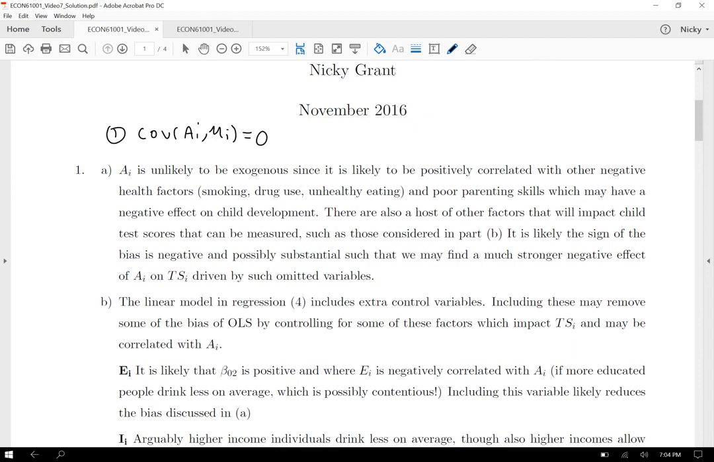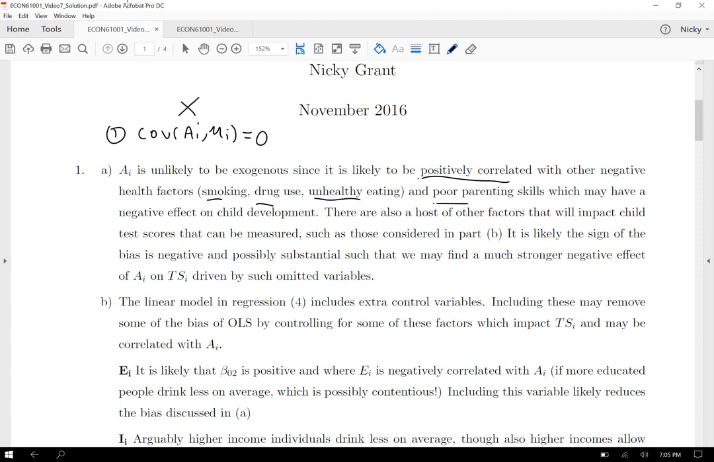So it's unlikely to be exogenous because, if a mother drinks during pregnancy, it's likely to be positively correlated with other factors which negatively influence health, like smoking and drug use or unhealthy eating, and possibly a more unstable environment like poor parenting skills and so on. All these other factors are likely to impact child development, and they're also going to be strongly correlated with whether a mother drinks during pregnancy. So we'd expect to find that this doesn't hold.